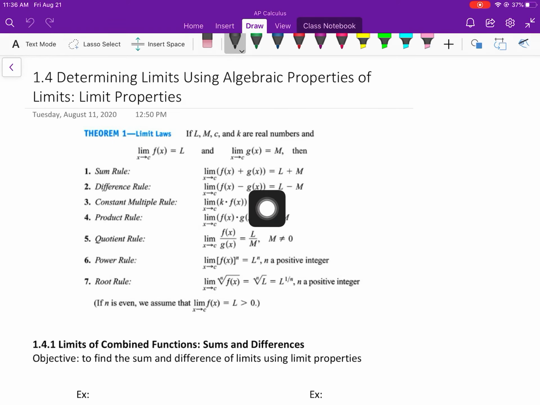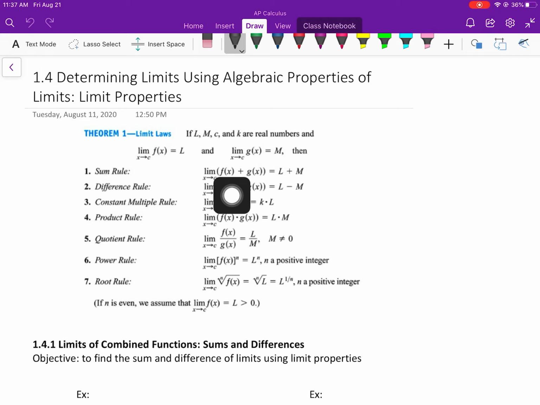So let's go ahead and take a look at some of the limit properties. And here's a list of quite a bit of limit laws. Some of them just kind of make sense, some of them will help you out later on, and some of you do need to know. The sum rule and the difference rule, we're going to be looking at that. The constant multiple rule is a pretty simple one.